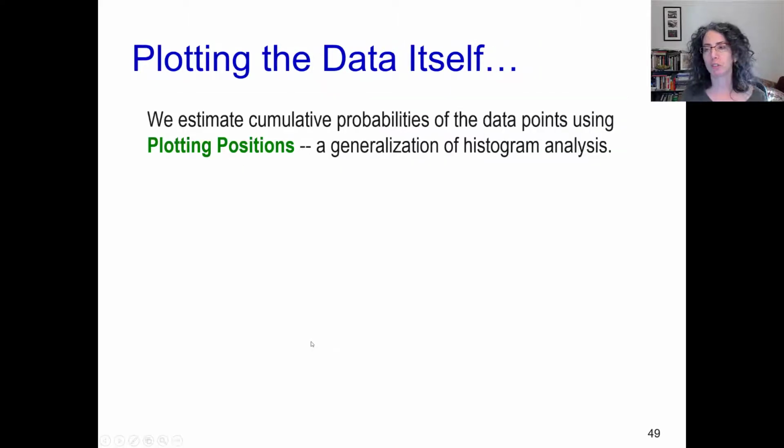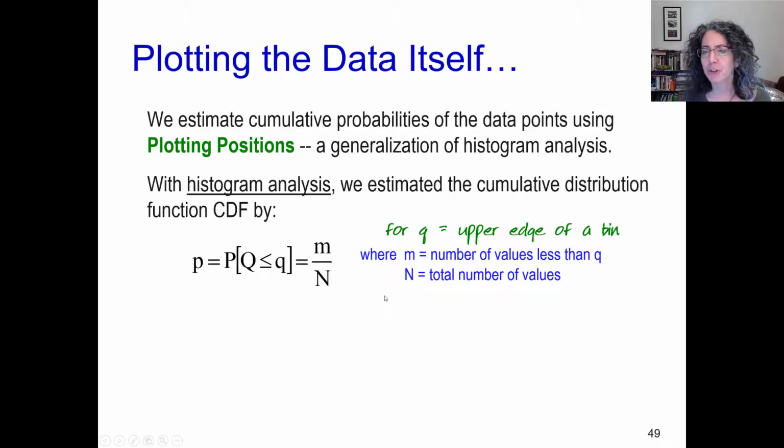Okay, the estimates of exceedance probability are called plotting positions. So this says we estimate cumulative probabilities of the data points using plotting positions, which is a generalization of the histogram analysis. So first, let's put the histogram analysis. We estimated the cumulative distribution function, or the CDF, by this function. The probability that flow is less than or equal to some value of flow is m over n, which is the number of values less than or equal to q divided by the total number of values. So this is just the relative frequency of values less than or equal to q.